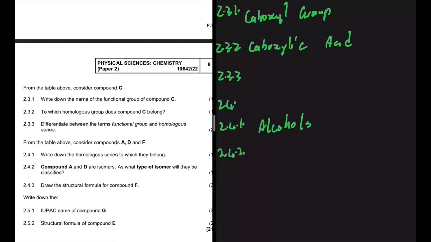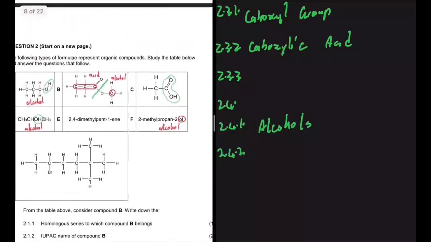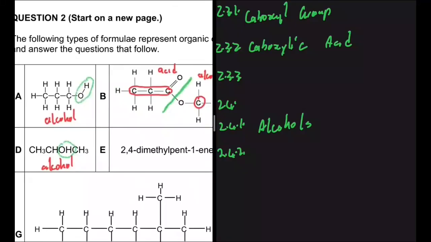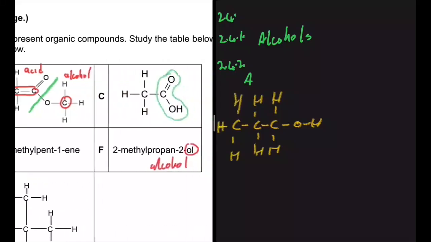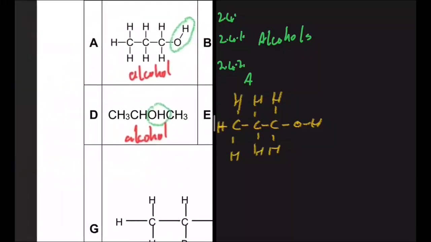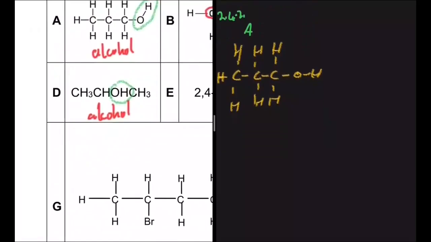2.4.2, compound A and D are isomers. As what type of isomer will they be classified? So let's go to A and D. Let me just write down A real quick for the sake of clarity. So for A, we have something like this. We have hydrogens everywhere else. And then let's look at D. So for D, we have a condensed structural formula, which we're going to write in full now.